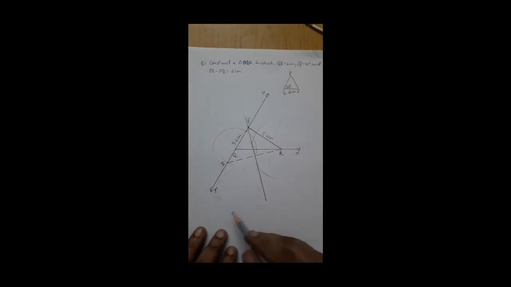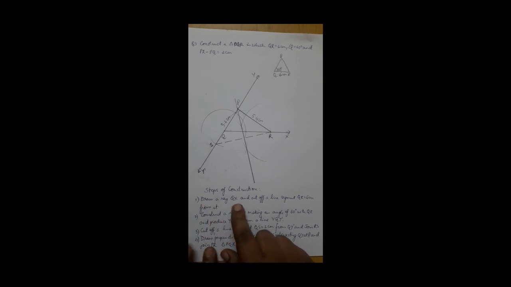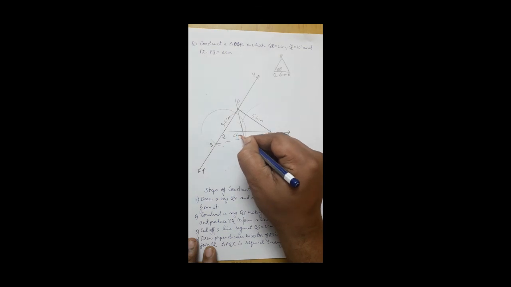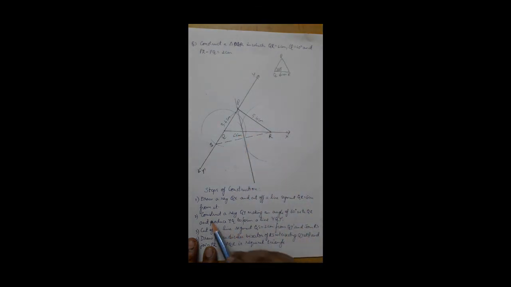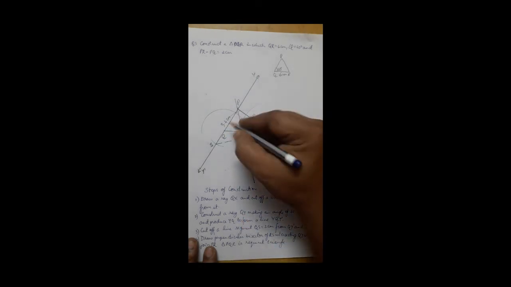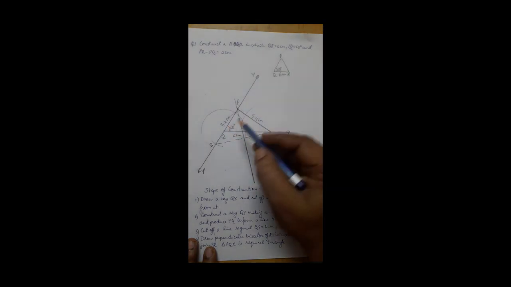I'll just put down the steps for you to understand, so that we can have a recap of how we drew this particular triangle. These are the steps. First we draw QX. Then we cut off a line segment QR, that QR is 6 centimeters. We mark this over here. Then we construct a ray QY by making an angle of 60 degrees with QR.